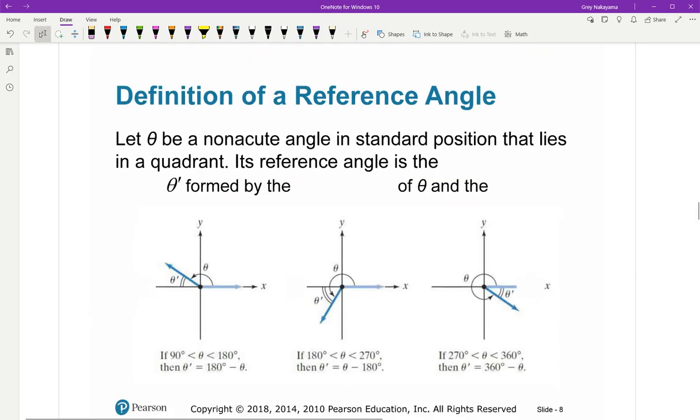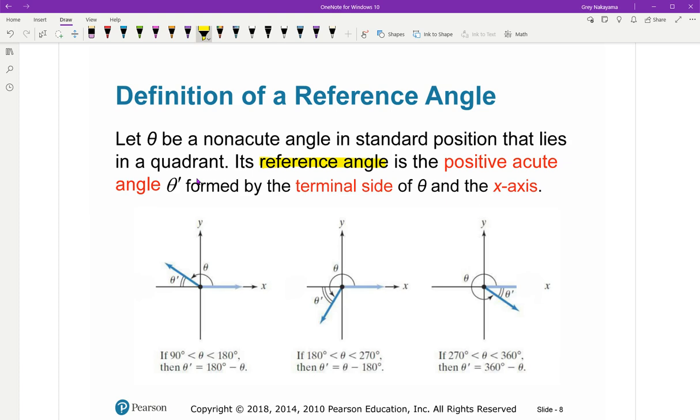Now we need to talk about something called reference angles. The most important thing about a reference angle to me, y'all, is that if you can remember the definition, you won't get this problem wrong. So I'm going to emphasize it. A reference angle is a positive acute angle theta prime formed by the terminal side and the x-axis. So it is a positive acute angle formed with the x-axis.